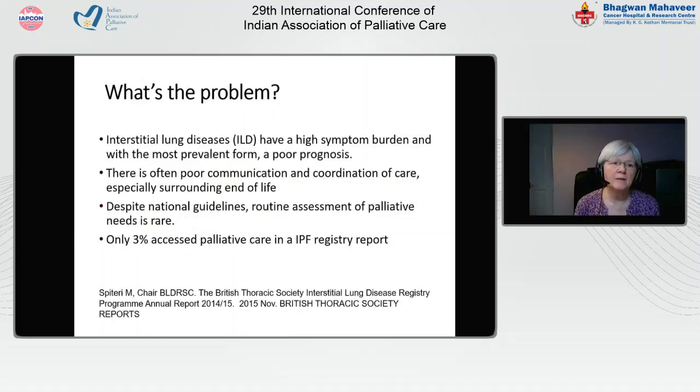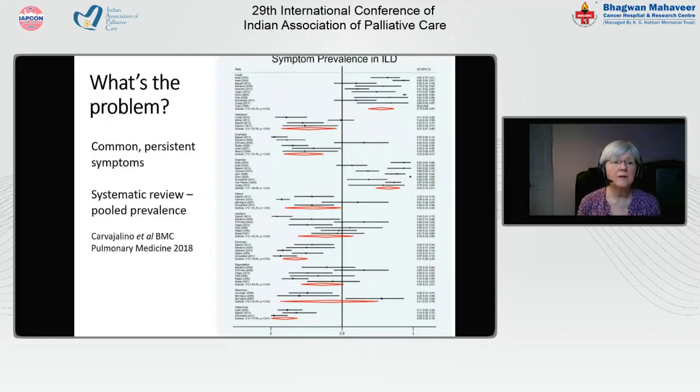So what's the problem? Well, it's because interstitial lung diseases have a very high symptom burden, and with the most prevalent form, a poor prognosis. There is also often poor communication and coordination of care, especially surrounding the end of life. And despite, at least in the UK, national guidelines, routine assessment of palliative care needs is rare. Back in 2015, only 3% in the UK accessed palliative care in a national registry report. And although things are improving in the UK, we still have a long way to go. And I suspect that is the same the world over.